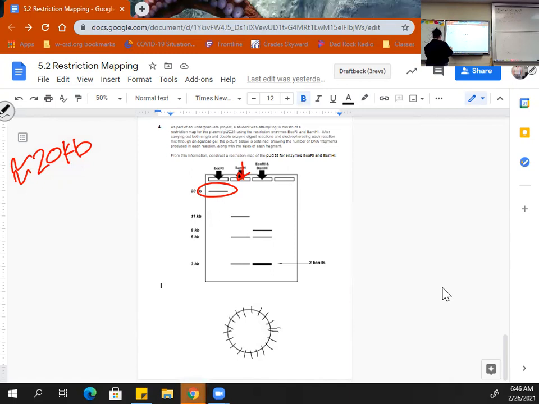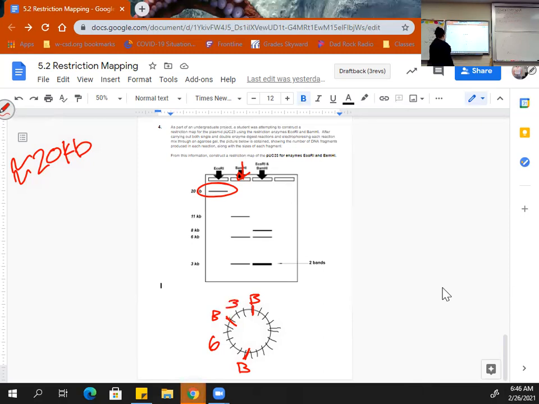Okay, so I broke it into 20, so it's super easy for us to work with now. So we have one BamHI piece that is 11. So we're going to start here with our BamHI. 1, 2, 3, 4, 5, 6, 7, 8, 9, 10, 11. That is our second BamHI. Then we have one that is about 6, right? We're going to go 1, 2, 3, 4, 5, 6. And that is our third BamHI. And then we have one that is 3 there.